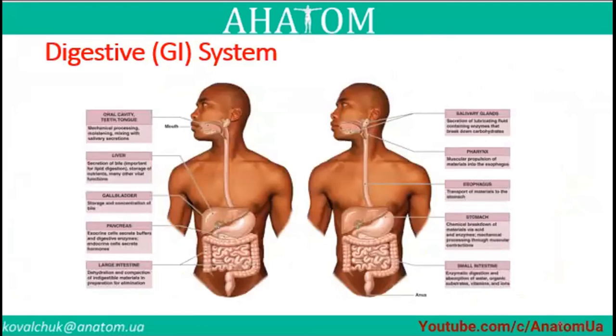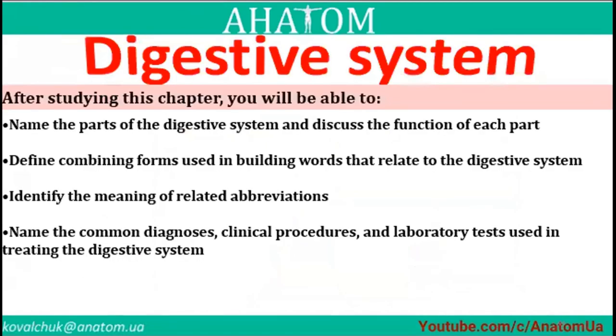So, first of all, it's about the structure of internal organs, information on the digestive system. Other names are alimentary system and gastrointestinal tract: gastro is stomach, intestinal is intestine. After studying this chapter, you will be able to name the parts of the digestive system and discuss the function of each part, define combining forms used in building words that relate to the digestive system, identify the meaning of related abbreviations, and name the common diagnoses, clinical procedures, and laboratory tests used in treating the digestive system.